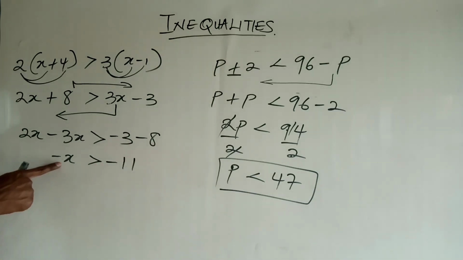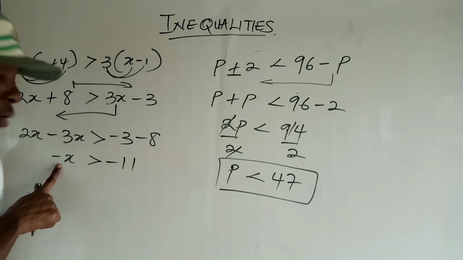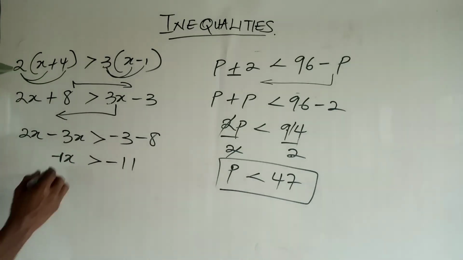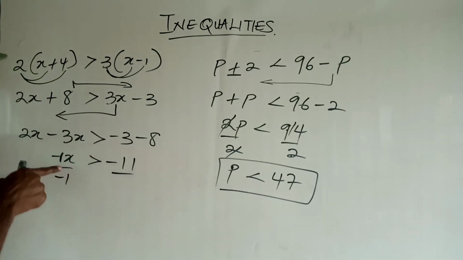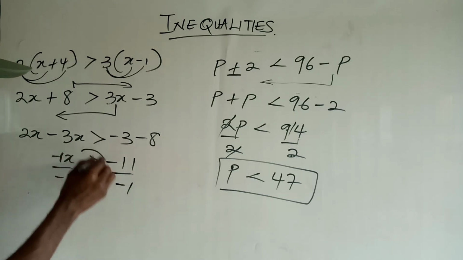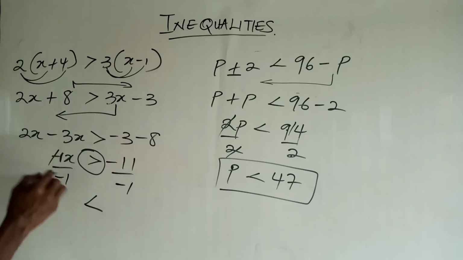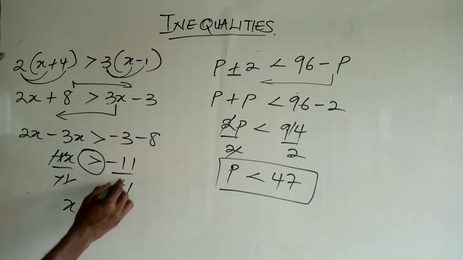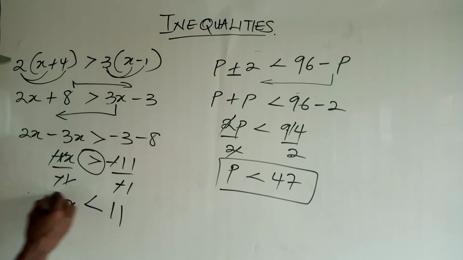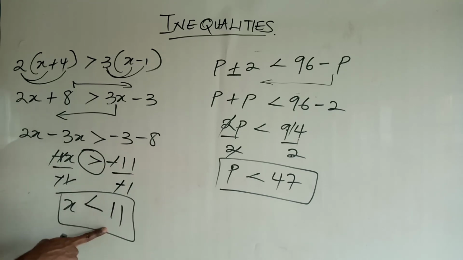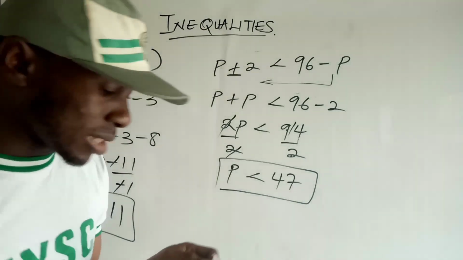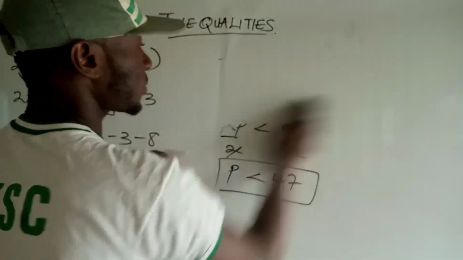Okay, so now you want to divide both sides by a negative number, which is negative 1 right here. So you divide both sides by negative 1, which is the coefficient of x, okay? So the inequality will change from greater than to what? To less than. So this guy will cancel out this guy, so you have x. This guy will cancel out this guy, so you have 11. So x is less than 11. So the last question on our list is question number 6.